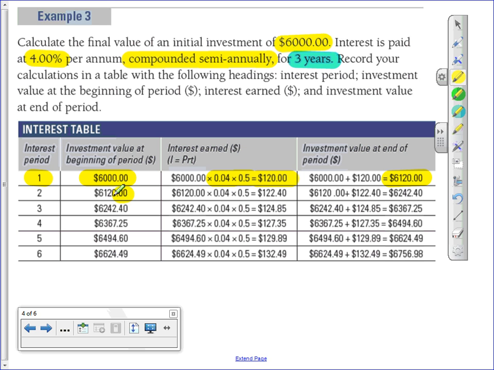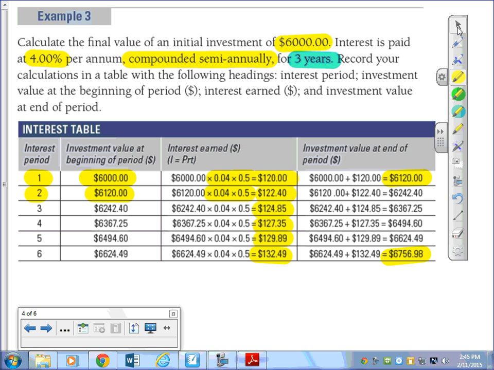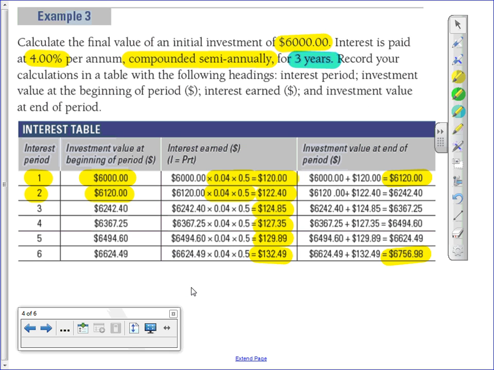That becomes your new investment in the second year. The percentages stay the same, and you can see every year we're going to earn more and more interest because our principal amount goes up, and by the end we would end up with $6,756.98.